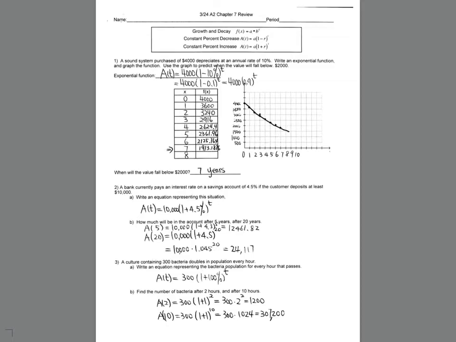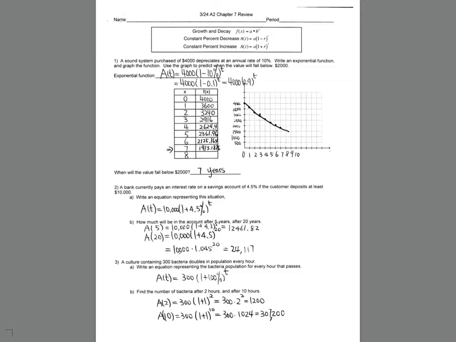Number 2. A bank pays you. Think about what it means when a bank pays you, on a savings account of 4.5% if you deposit $10,000. If you start with $10,000, as years go on, you will get more than $10,000. That means it's going to be an increase, a growth function. Please keep that in mind. So for letter A, we have A of t equals 10,000 times 1 plus 4.5% raised to the t power. For letter B, simply replace your t with the years asked: t equals 5 and t equals 20. Check your numbers there.